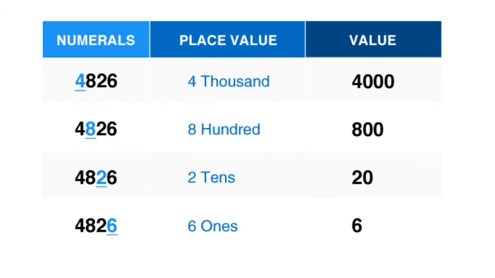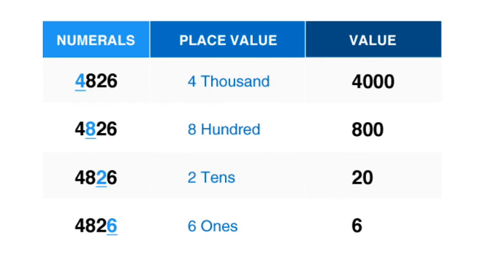So the second one we have 4826, the same number. 8 has been underlined. In that number, from the right we have 6 ones, 2 tens, 800. So 8 is 800 in that number. So the value of 8 in the number you are seeing is 800.